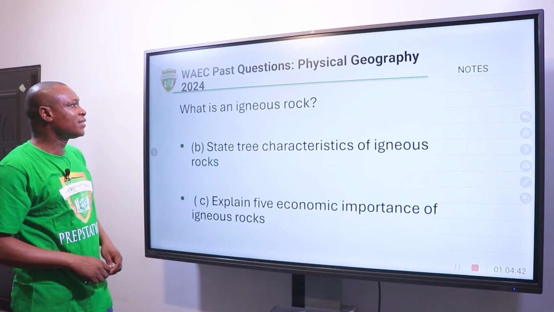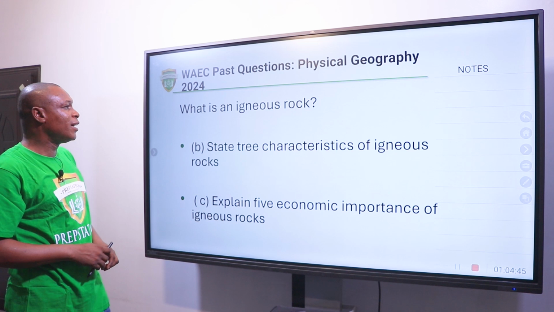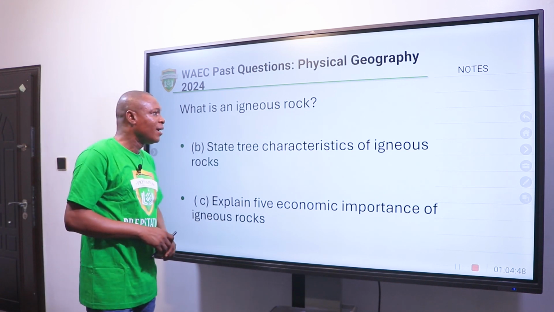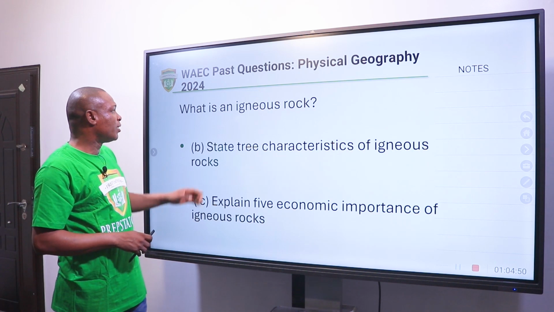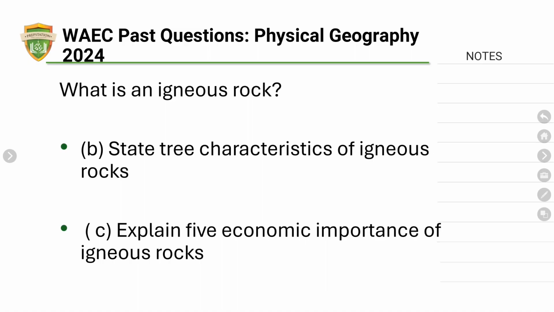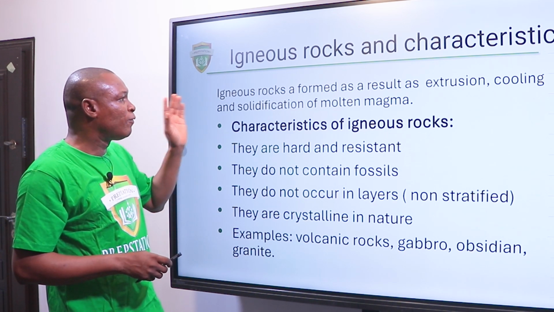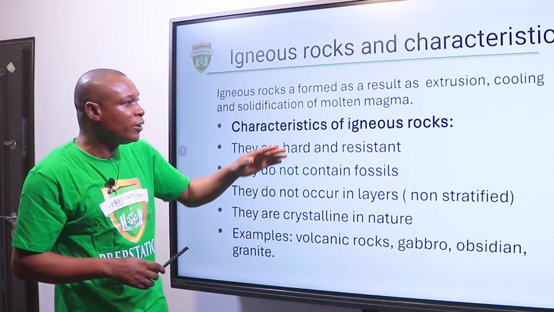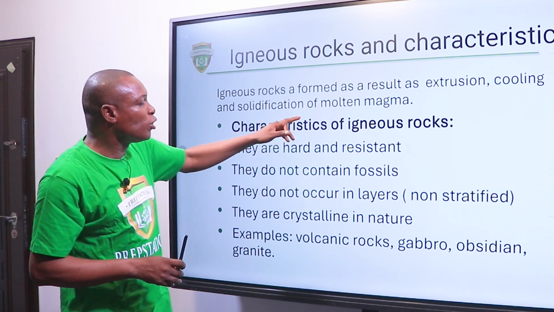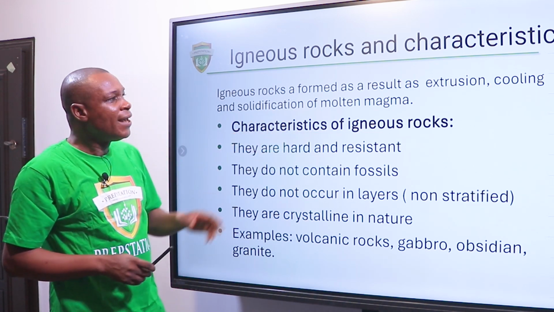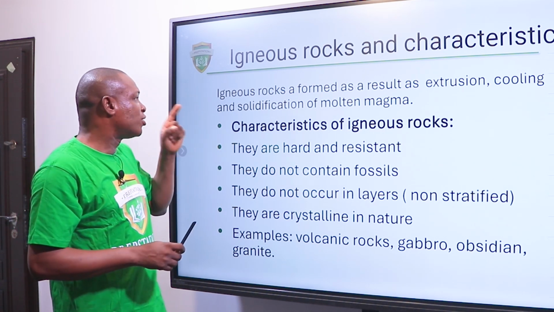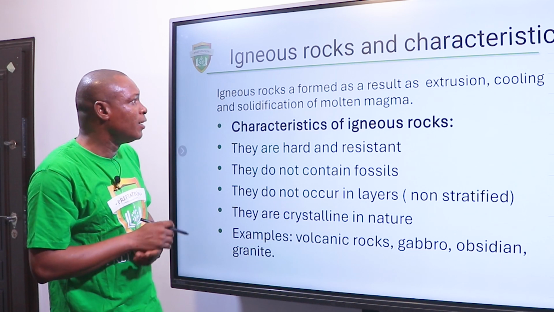All right, this is another question. This question has to do with rocks. The question is, what is an igneous rock? State 3 characteristics of igneous rocks, and then explain 5 economic importance of igneous rock. Igneous rocks are rocks formed as a result of extrusion, cooling, and solidification of molten magma.